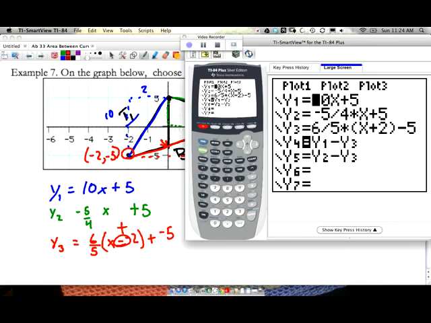But let's see what's going on with our y equals. We got 10x plus 5. And then for y3, we got 6 divided by 5 times x plus 2, minus 5. Well, that's kind of crazy. You know what, no, that wouldn't really change much. It shouldn't change there. So we got the blue minus the red, which is y1 minus y3.